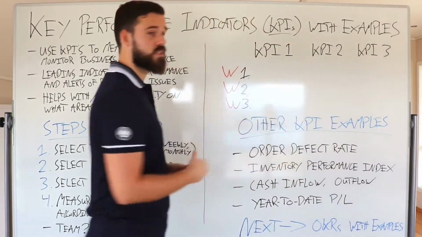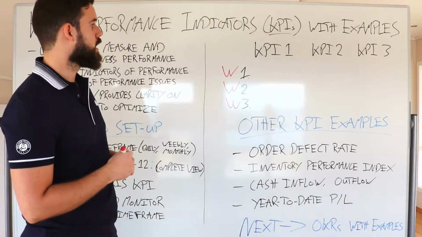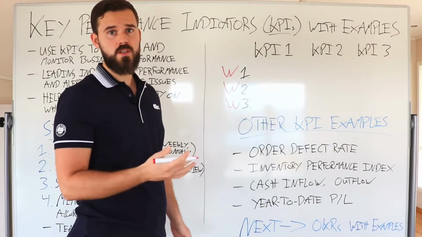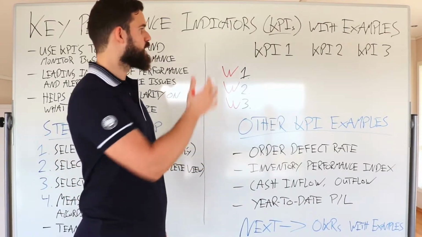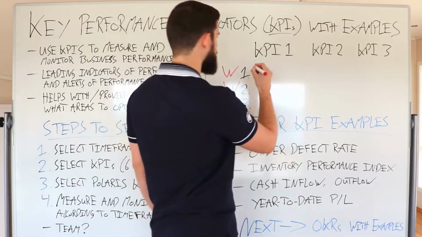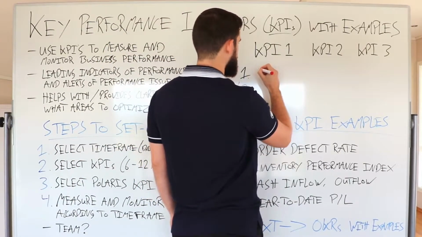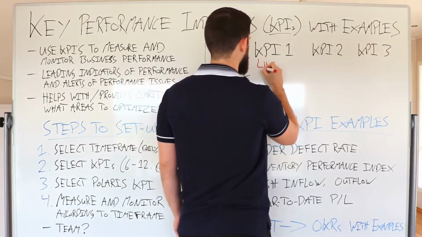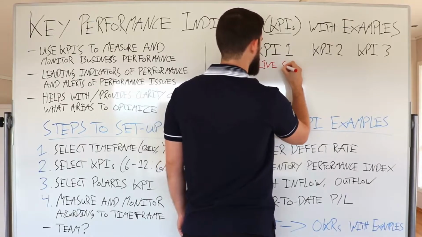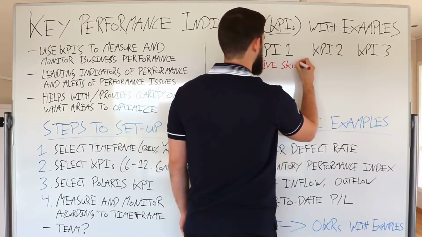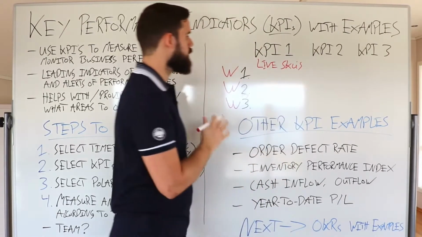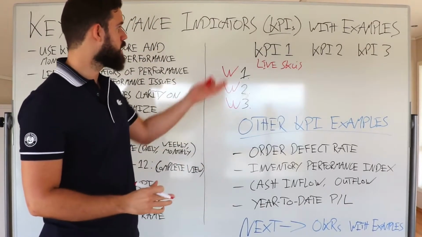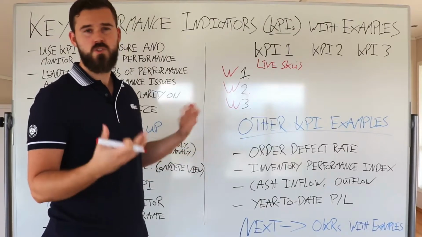So let's say that's our business in our example. For KPI 1, and it doesn't have to be like this, I'm just giving you an example, right? So KPI 1, let's say we select live SKUs as the first KPI, right? So this is how many SKUs do we have live at this moment on Amazon. That could be KPI 1, because this is important, right? Just to give you an example, right?